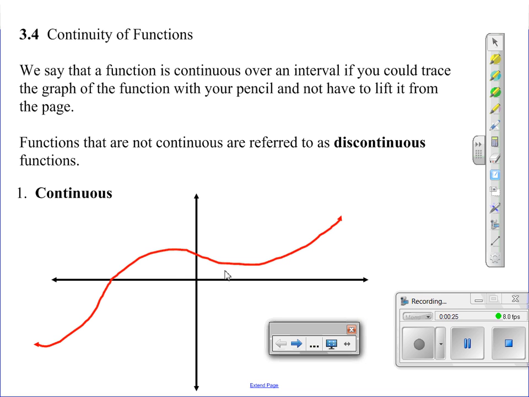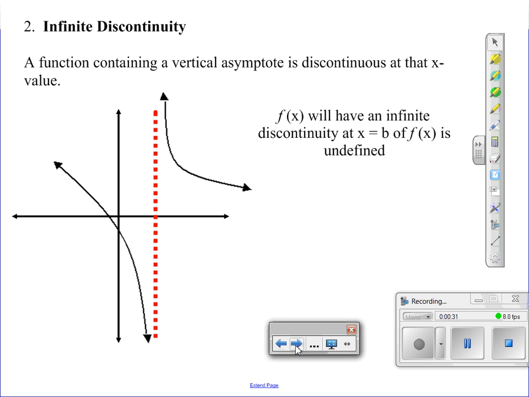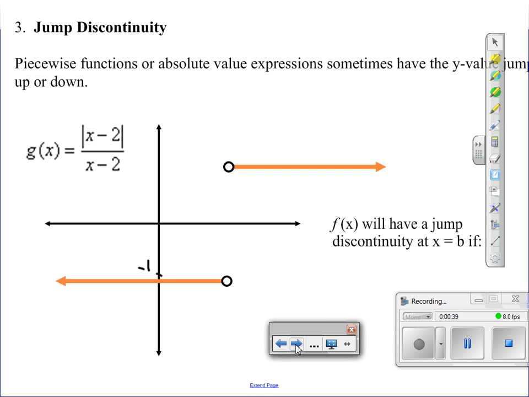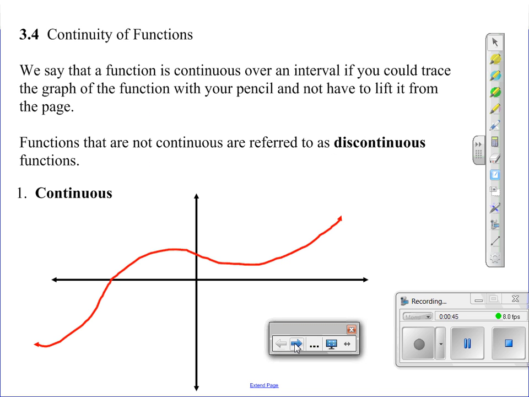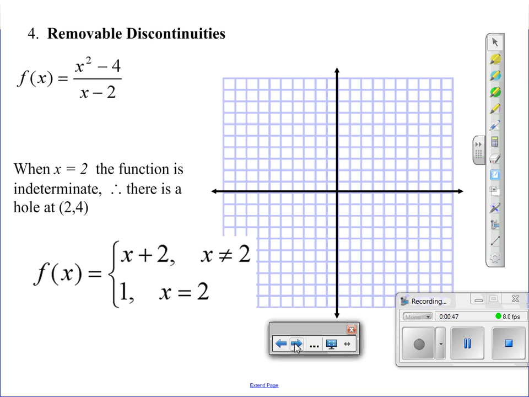Here's a continuous function, the red line. There are no breaks, no jumps, no holes, no asymptotes. If there's a vertical asymptote, we describe that as an infinite discontinuity. If the function jumps from one function to another function, we call that a jump discontinuity. If there is a hole, we describe that as a removable discontinuity.